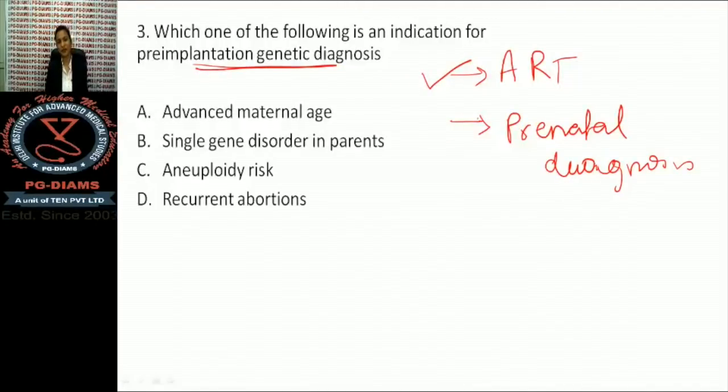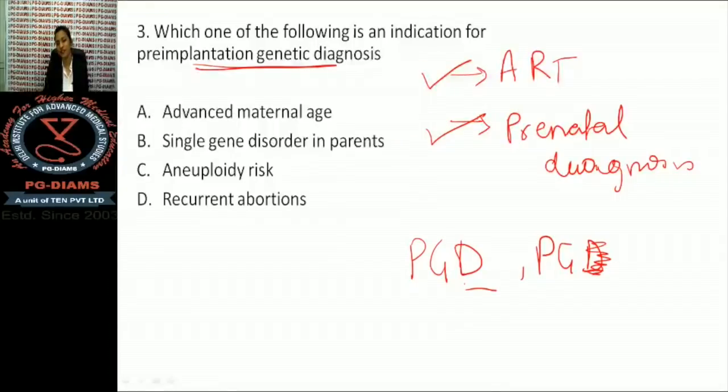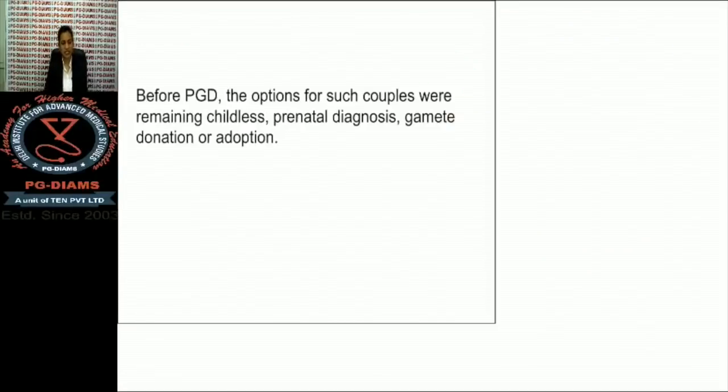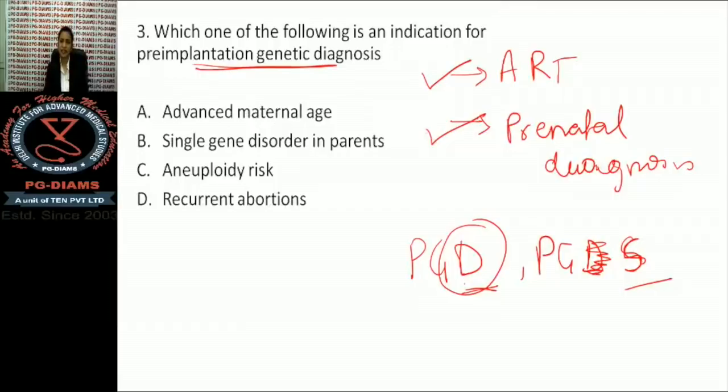The indication of pre-implantation genetic diagnosis is similar to prenatal diagnosis. The question basically aims to ask you the difference between PGD and PGS, pre-implantation genetic diagnosis, sorry I've written D here, and pre-implantation genetic screening. The question is only about the difference between screening and diagnosis, because all other options are screening options and one of them is a diagnosis option. Now let us see what PGD is. As I told you, it is an ART method done actually for prenatal diagnosis.